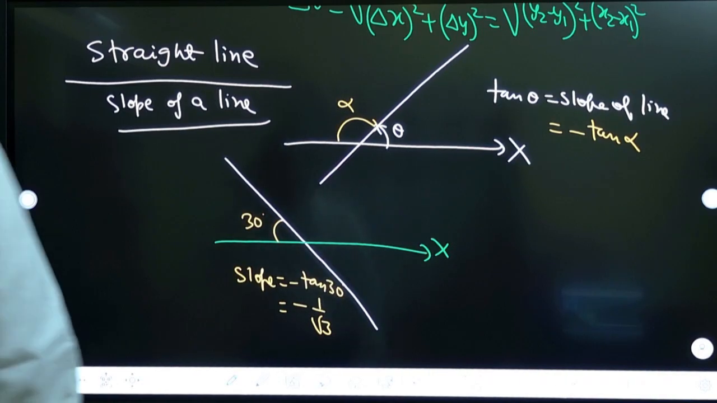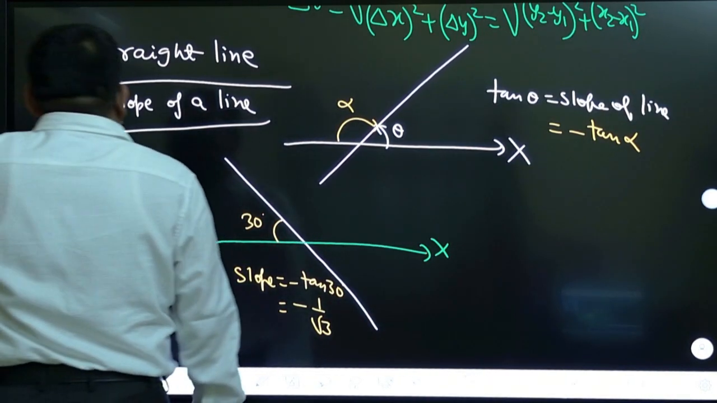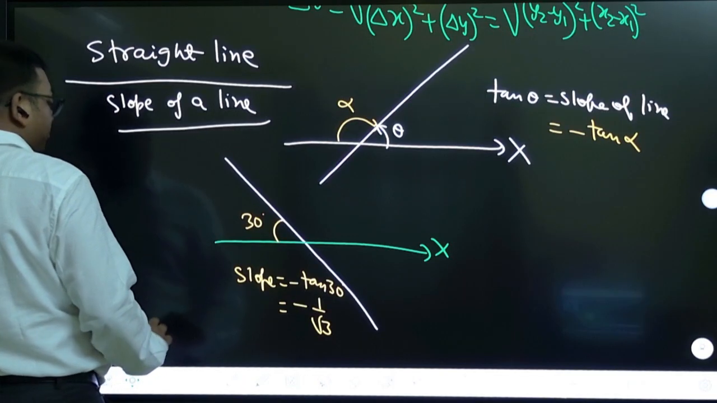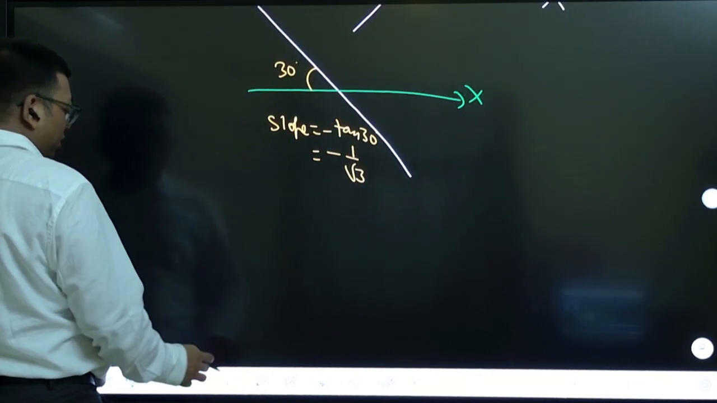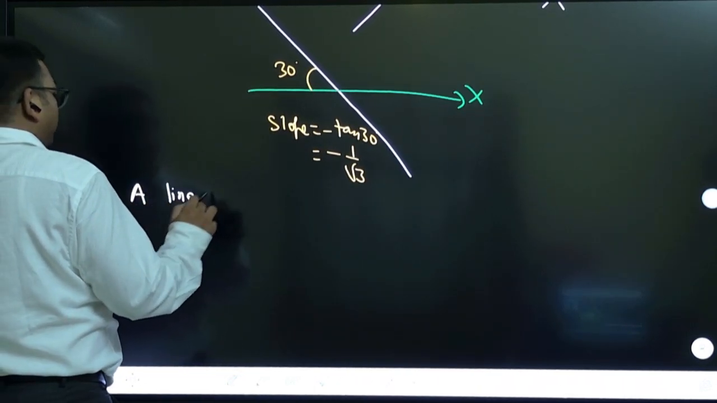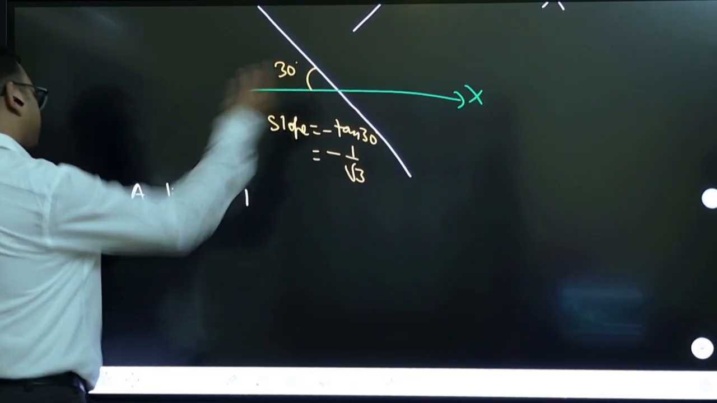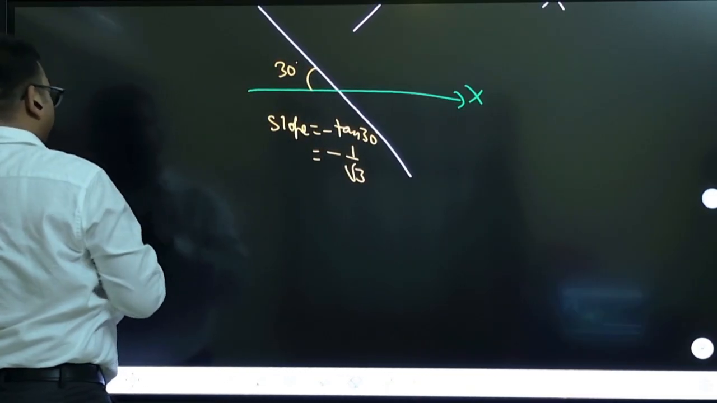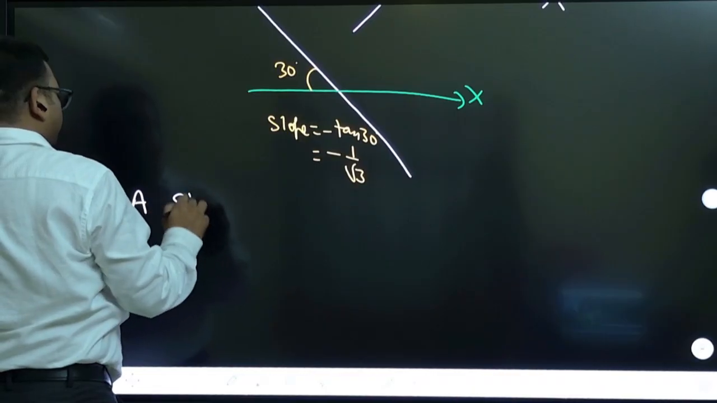Slope can be written like this. Anyway, next thing is that we want to find out the equation of a line. How is a line defined? A line, meaning a straight line.